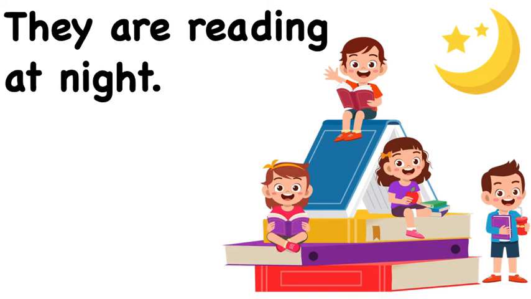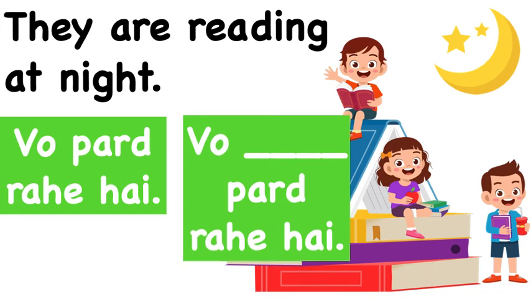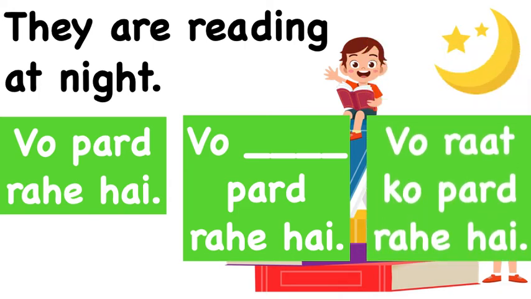They are reading at night. Let's do our conjugation first. They are reading would be वो पढ़ रहे हैं. And at night is रात को. So put that in the blank line and what would our sentence be? वो रात को पढ़ रहे हैं.